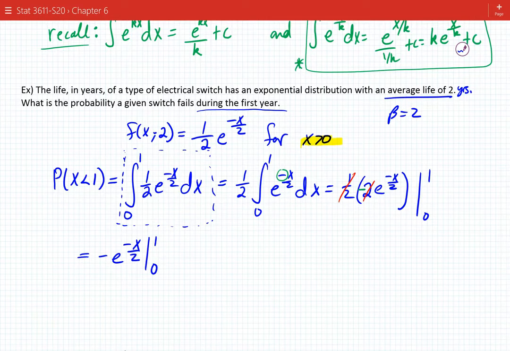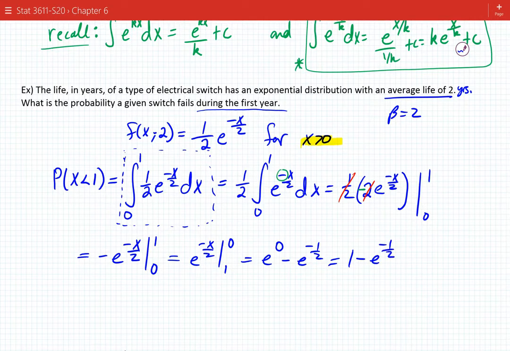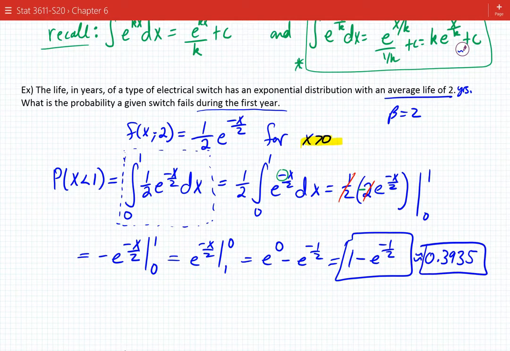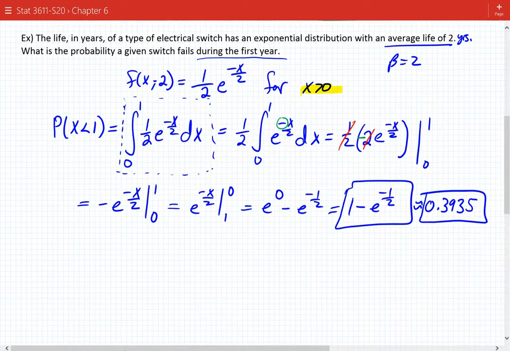If you're like me, you like to absorb the negative symbol in your integration bounds, so I'll just take positive e to the minus x over 2 and switch my bounds from 1 to 0. And so now we evaluate this: e to the 0 minus e to the negative 1/2. This is 1 minus e to the negative 1/2. That is an exact answer. If you want to round this to 4 decimal places for a probability, it's about 0.3935. Typical exponential distribution question there.